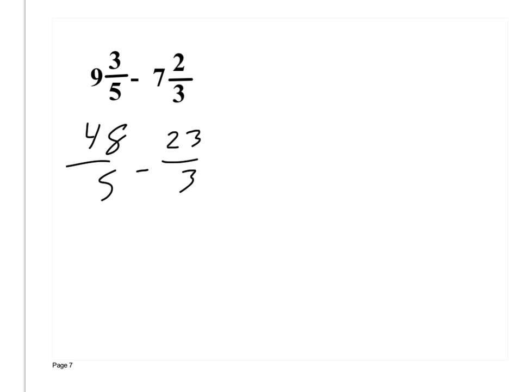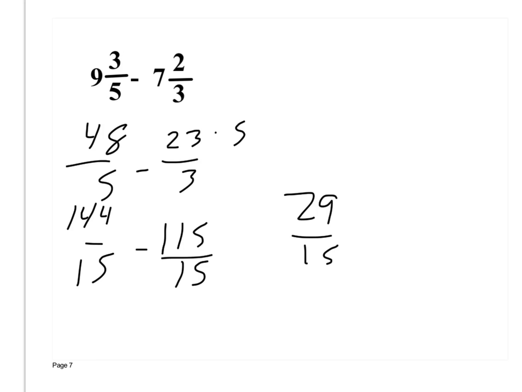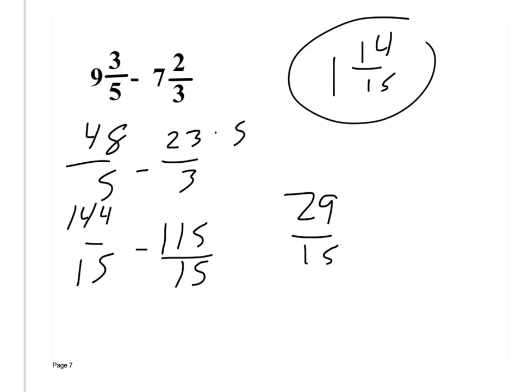So what do I need to... What's my least common denominator? 15. So 48 times 3 is 144. 23 times 5 is 115. 144 minus 115. Anyone know? It's 29. Right? How many times does 15 go into 29? One time with 14 left over. And there's my answer. Okay? That's the way I encourage you to do it.